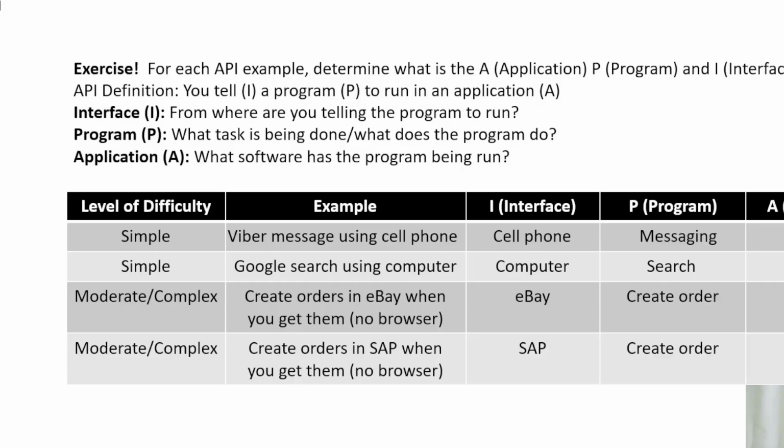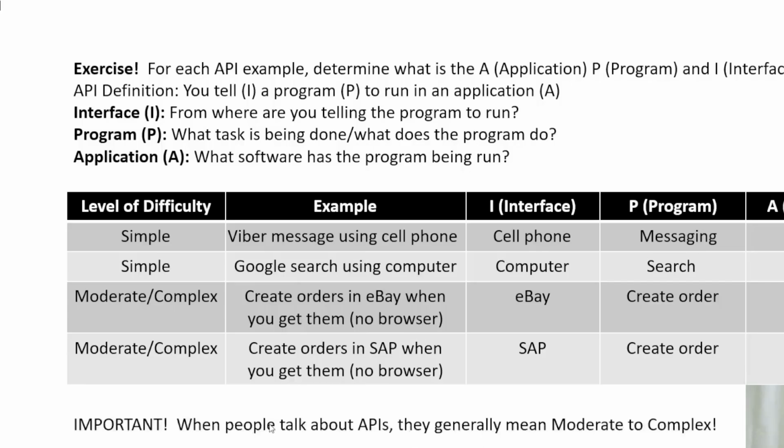Pretty cool, right? Okay, so when accessing an API at the application itself, that is what people mean by APIs in general. They're not talking about simple APIs like a Google search or Viber messaging. When they're talking about moderate or complex APIs, that's what they mean by APIs. These simple APIs are also APIs, but that's not what people really consider to be APIs. APIs is where they publish an API. In other words, they tell you what they need to make their API run.